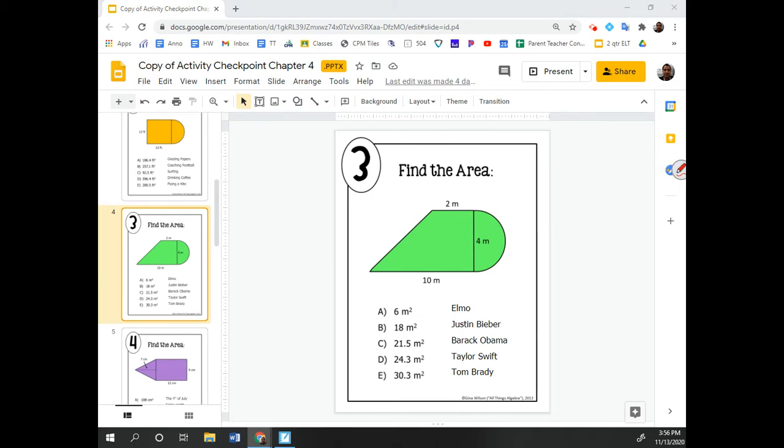When you look at the shape, it is a composite shape. In other words, it's got a lot of different parts to it. What do you notice? Well, maybe you notice this right here. This is called a what? Semicircle. It is half of a circle.